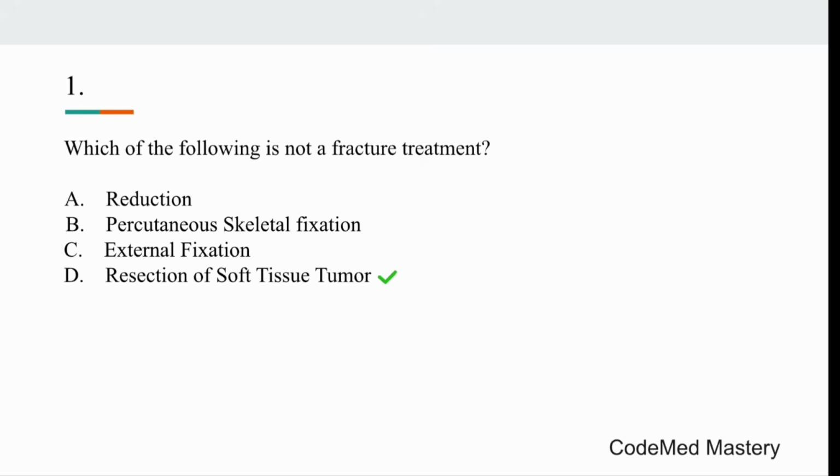Option A, reduction means realigning the bone, and percutaneous skeletal fixation means pins or wires will be placed through the skin to stabilize a fracture, and external fixation means stabilizing a fracture using an external frame connected to the pins. Okay, next question.